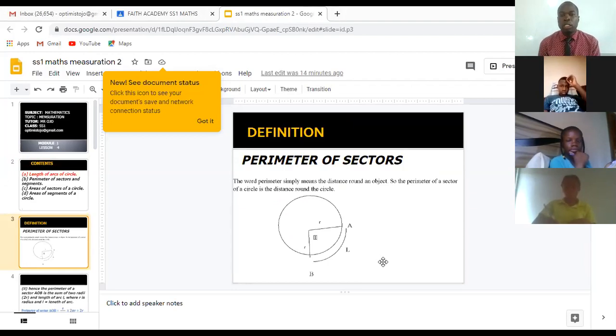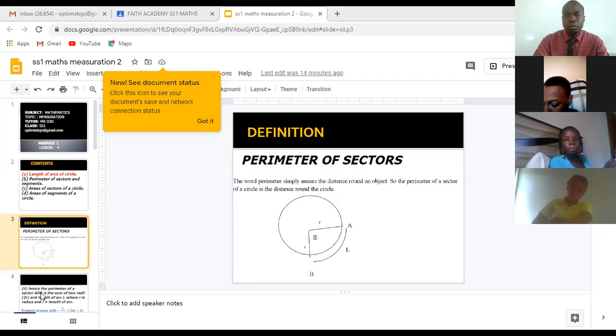So you can see it on the slide. You can see the sector there. You can see the distance AB, which is your length. You can see your theta there. So we have it like that. Is that okay? So let's move forward.